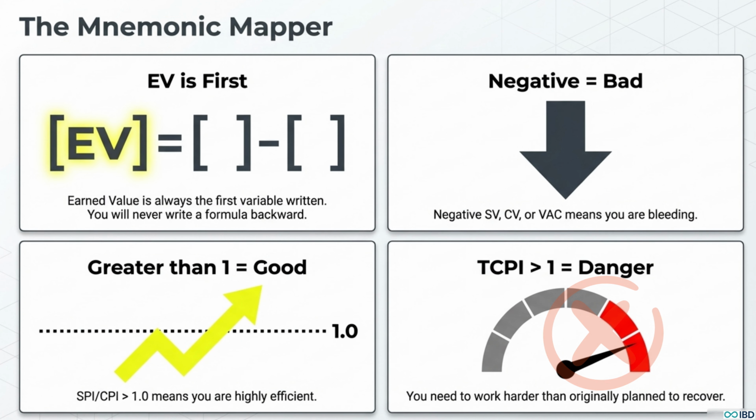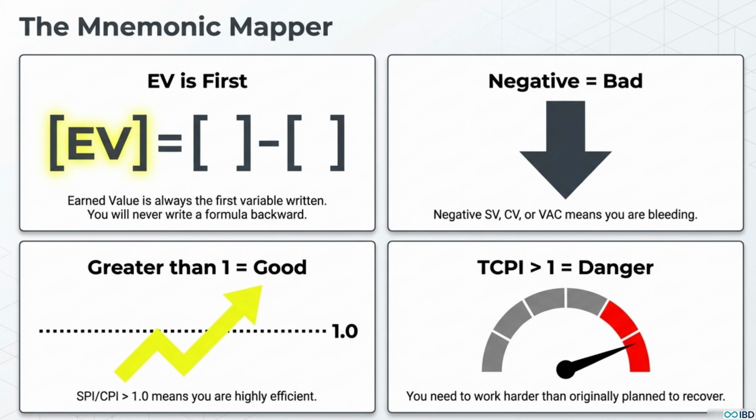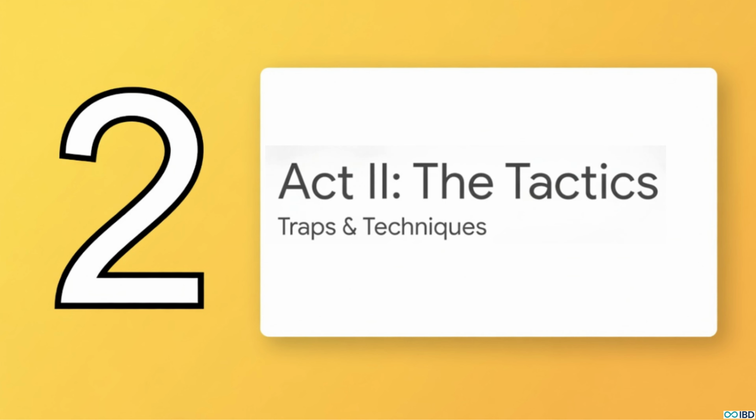And last but not least, my absolute favorite, TCPI greater than 1 equals danger. Why? Because this tells you the performance you need to hit from now on is harder than what you originally planned. It's your project's early warning system screaming that the hill just got a whole lot steeper. All right, so our foundation is solid, the mechanics are locked in. Now let's level up and move into Act 2, the tactics.